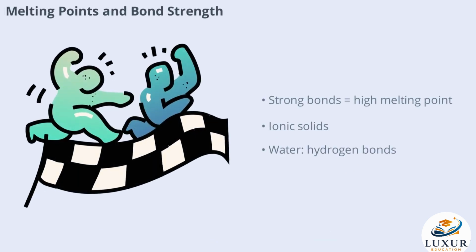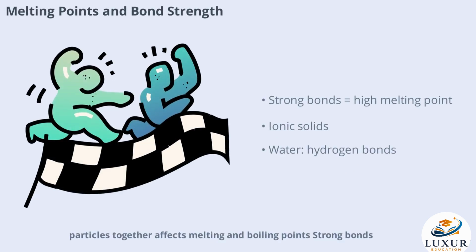The strength of the bonds holding particles together affects melting and boiling points. Strong bonds like ionic bonds require a lot of energy to break, so substances with these bonds have high melting points and are often solid at room temperature. Weaker bonds like hydrogen bonds result in lower melting points, so substances like water are liquid at room temperature. This explains why salt is solid and water is liquid under normal conditions.